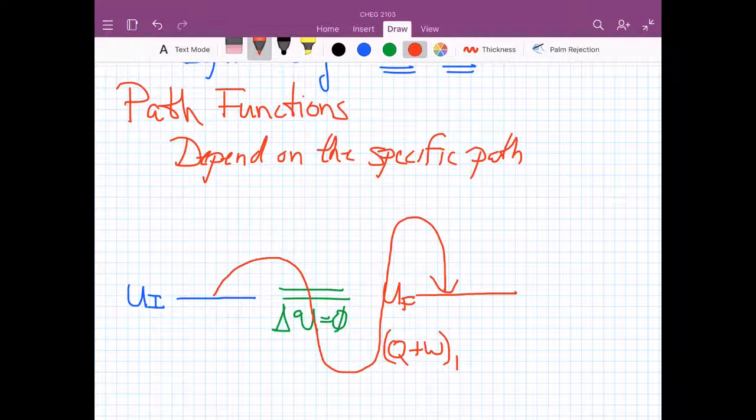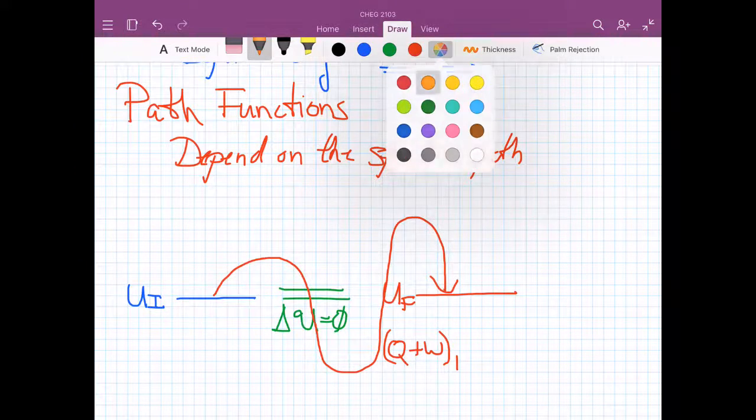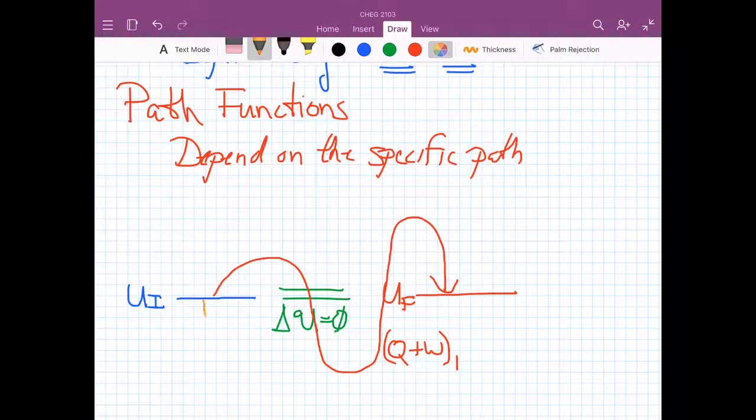A different path that I might choose might go the opposite way. It might do a bunch of work, remove something, come back, do that, and end up here. So I have ended up at the same state between initial and final conditions, but I've taken a different path to get there. And so this would be Q plus W for path 2. And so there would be an infinite number of different ways that I could combine those two things to get between those two states.